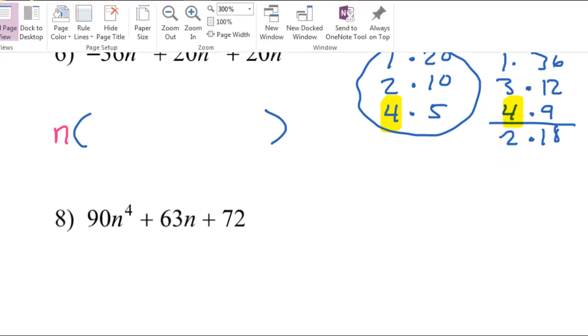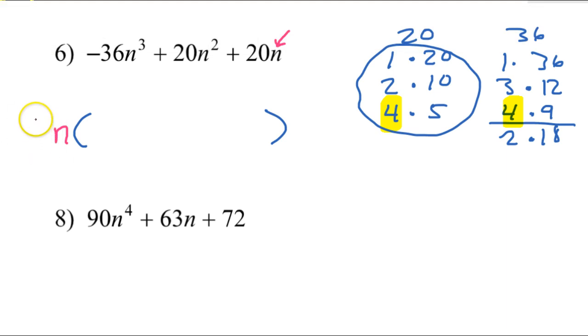So let's go ahead and go with 4n. Well, actually, because the leading coefficient is negative, let's make that a negative 4n. If we chose wrong, then whatever we get inside of the parentheses, there should still be a common factor. So let's just try it out and see. We can always fix it later. It's sort of self-checking.